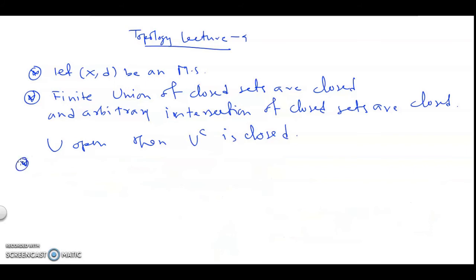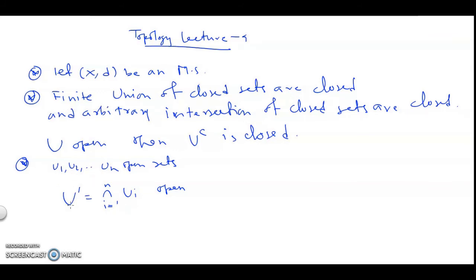So what is the result we have? We will use this: if U is open, then U complement is closed. Now the result in the previous part: if we take U1, U2, ..., Un open sets, then their finite intersection, suppose U dash, the intersection over i equal to 1 to n of Ui, is open. That I have proved in the previous result. Now our target is to prove that finite union of closed sets is closed in X.